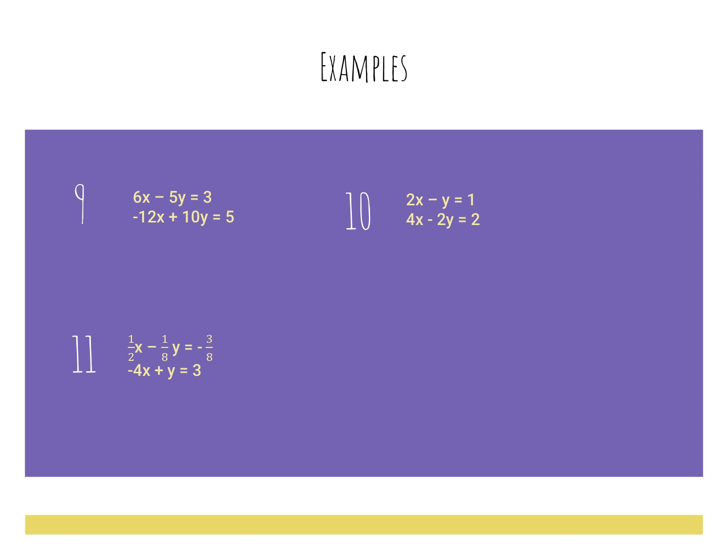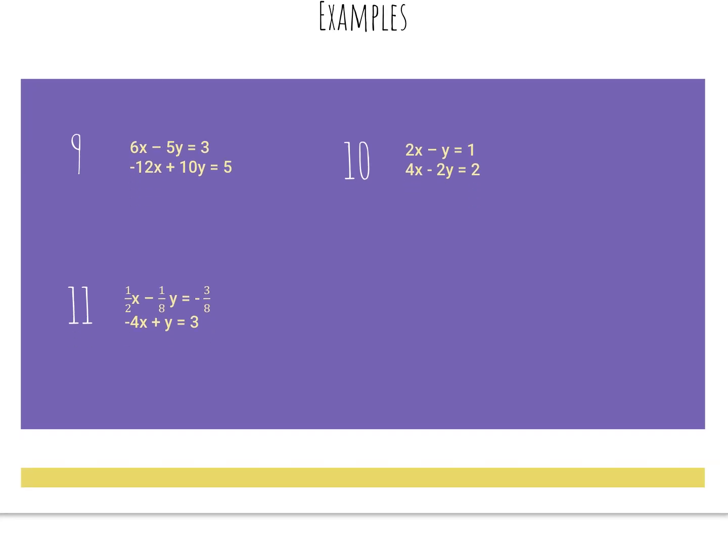Okay, we're going to get to a few more examples on this page. Looking at this first equation, you all know it's a pattern with me already, I always hone in on the y's. I notice that if I multiply the top one by 2, not both of them, my y's are going to be opposites. So I'm going to get 12x minus 10y equals 6.